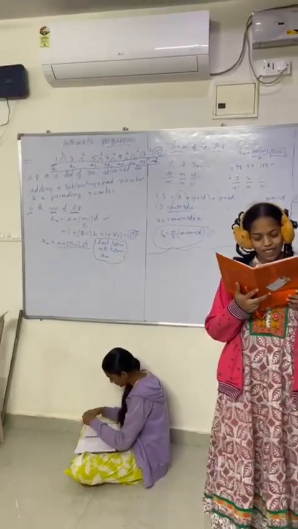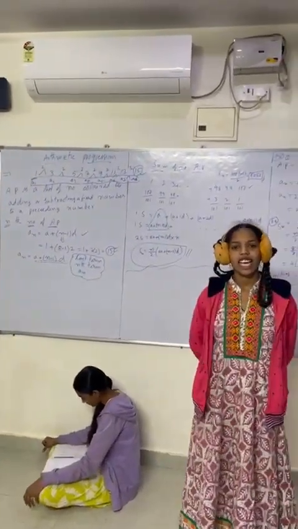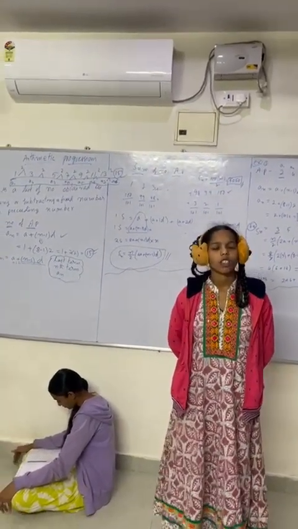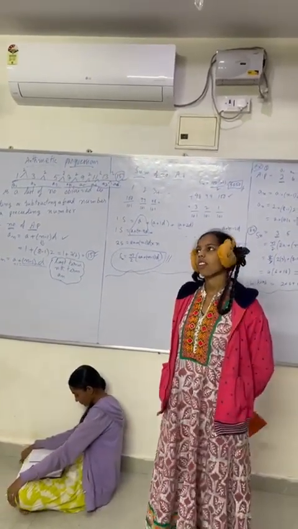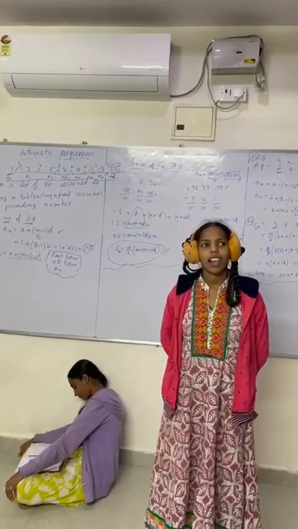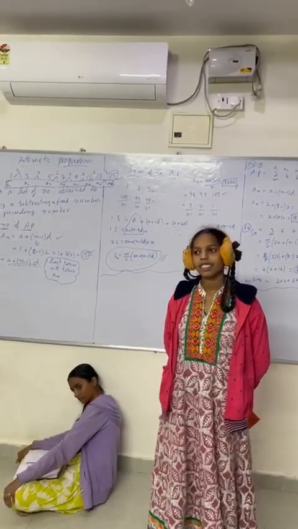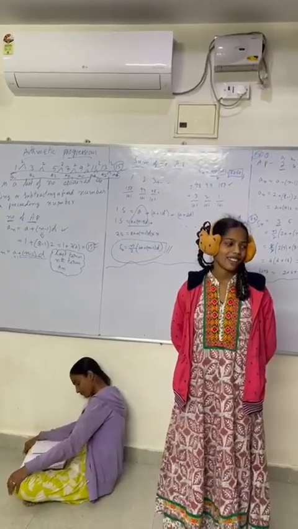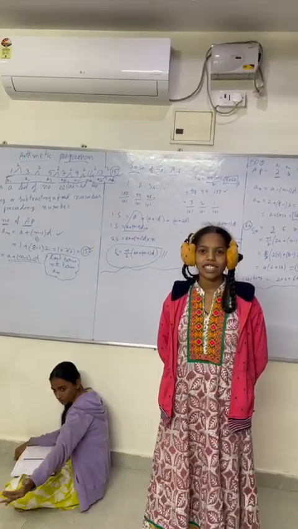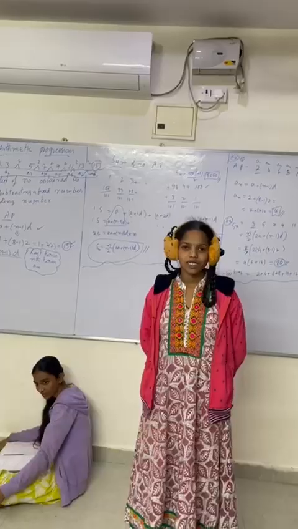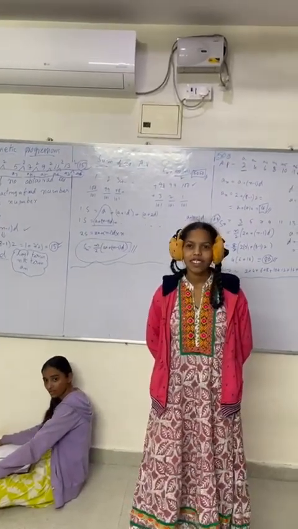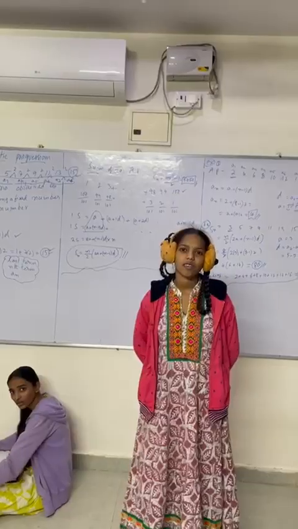The pathway of air: nostrils, nasal cavity, pharynx, larynx, trachea, bronchi, bronchioles, alveoli. What is another name of Adam's apple?